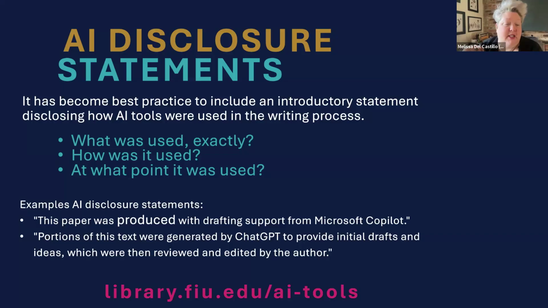Here's another one. Portions of this text were generated by ChatGPT to provide the initial drafts and ideas, which were then reviewed and edited by the author. So letting it know what you used exactly, how you used it, and when you used it. Those are the three key items for AI disclosure statements. And you can look at individual journals to find out if they have specific components or a prescribed order in which to provide this statement.